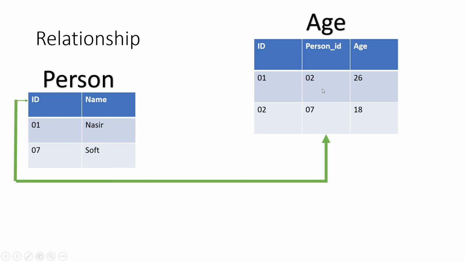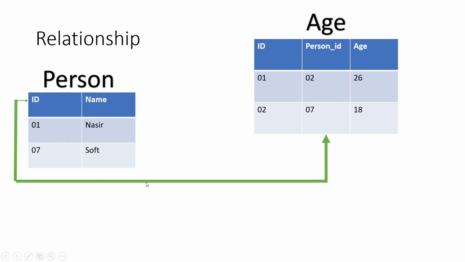Similarly, the person ID column in the age table holds values of the person table ID. So it shows that the person with ID 7 has an age of 18. If we want to know who ID 7 is, we go to the person table, and here ID 7 is Soft. So it shows that Soft's age is 18. So basically it is a relationship between the person ID and the person table. This is called a relational database management system.